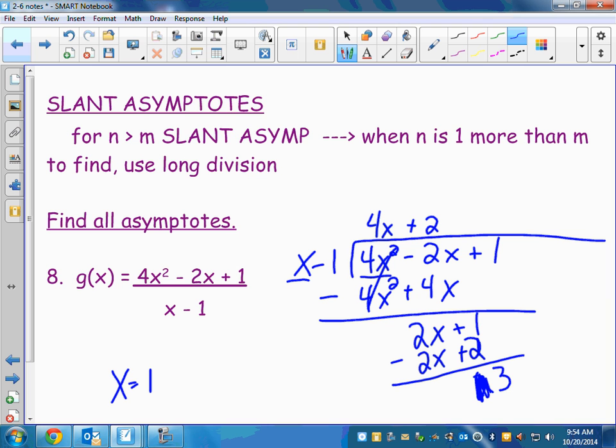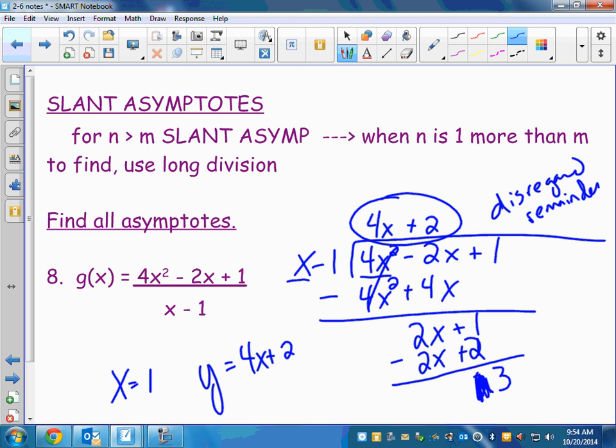Your slant asymptote is the equation y equals whatever you get here without the remainder. So y equals 4x plus 2 would be that slant asymptote. So although there is a remainder here, it means nothing in terms of the slant asymptote. You with me on that? So maybe we should write here: Disregard.